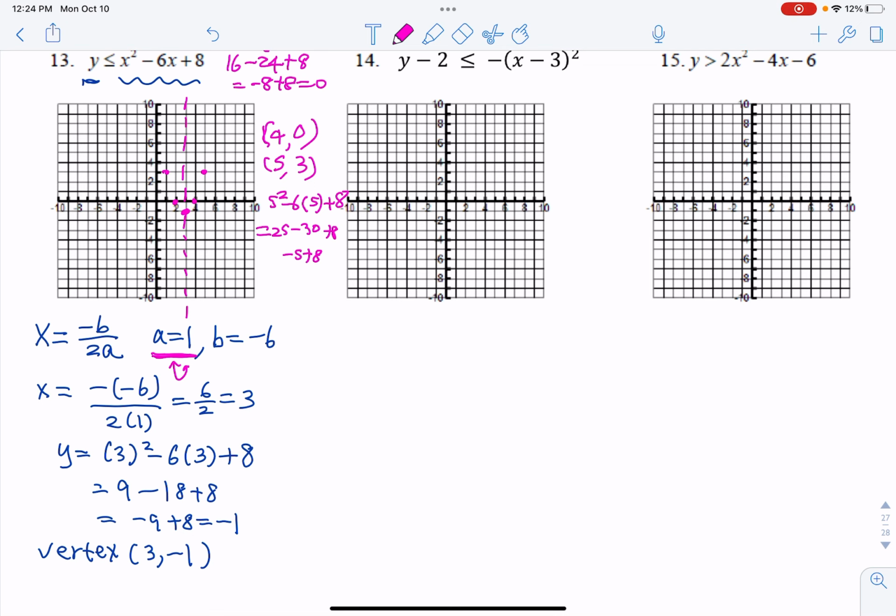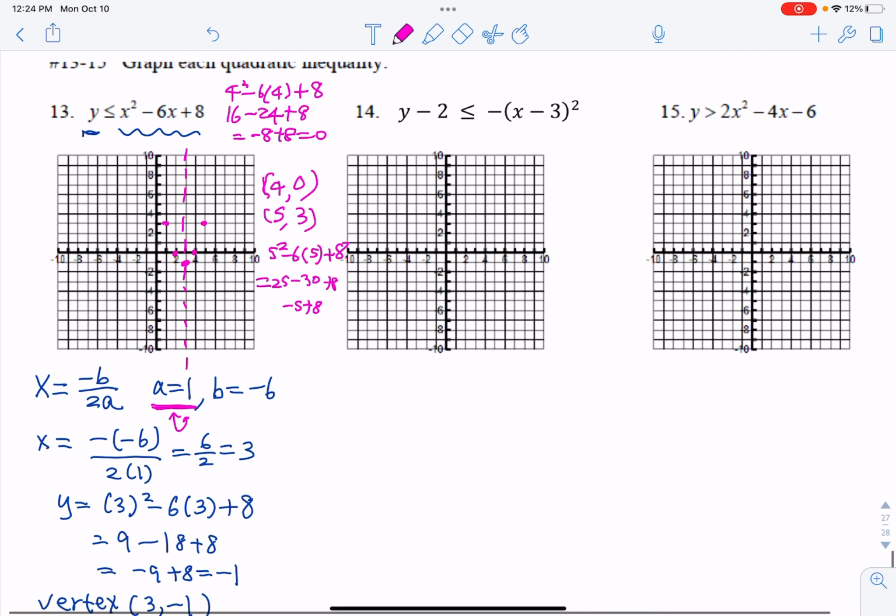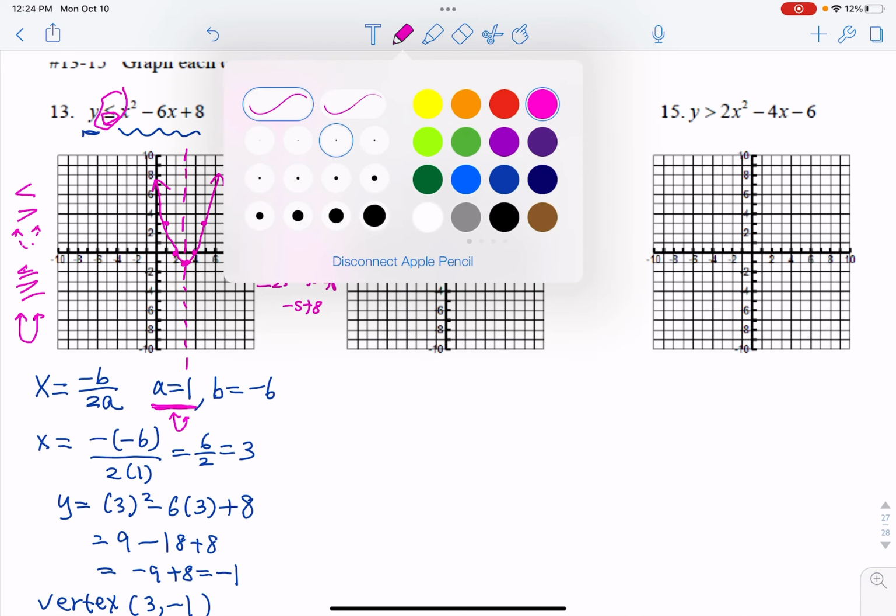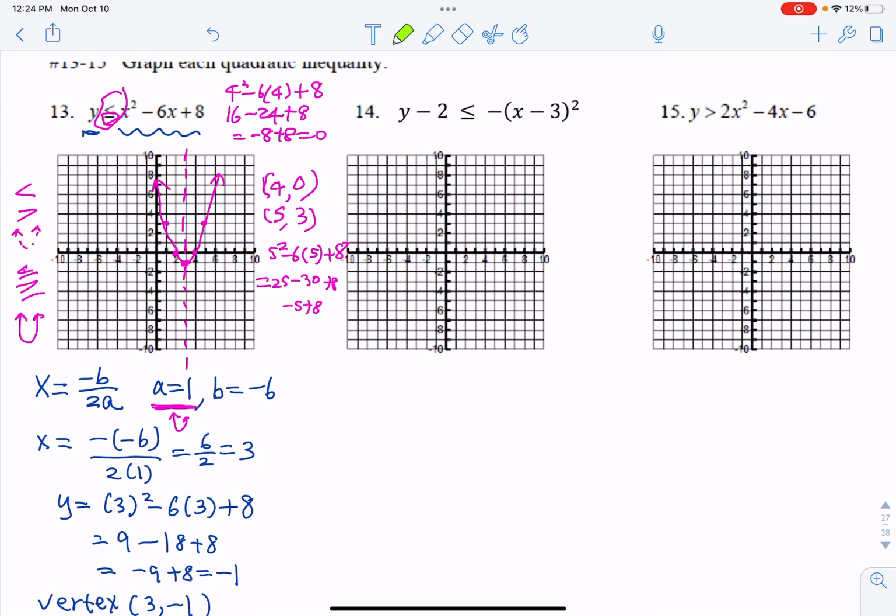And when you graph it, remember you have to check the inequality here. If it doesn't have an equal sign on the bottom, if it's just greater or less than, then you have to use a dashed line. And if you have a greater than or equal to or less than or equal to, then you have to use a solid line. For this one, you have to use a solid line and graph it like that. And then y is less than or equal to, that means shading below the graph, so shading here will be the answer.